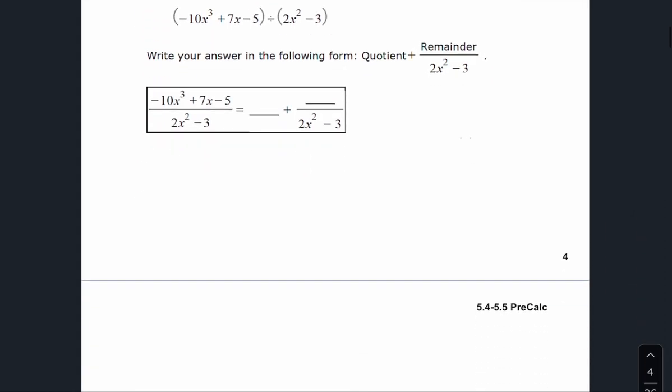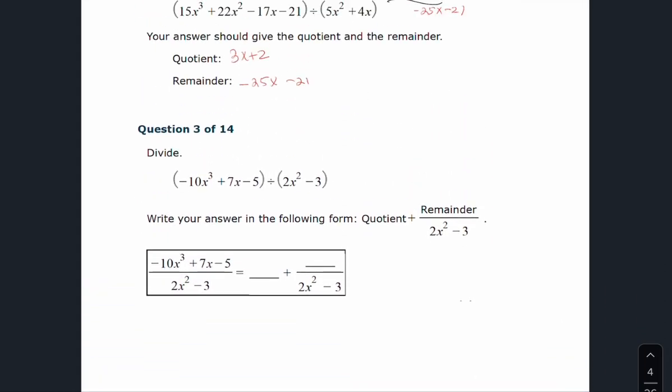So we're going to do one more, and then we're going to learn a technique called synthetic division, which can be a lot quicker. It's limited in its use. We can't use it for everything, but okay, let's do one more. So this one, we definitely need 2x squared plus 0x minus 3 so that everything lines up perfectly.